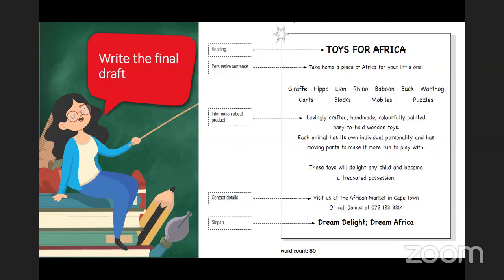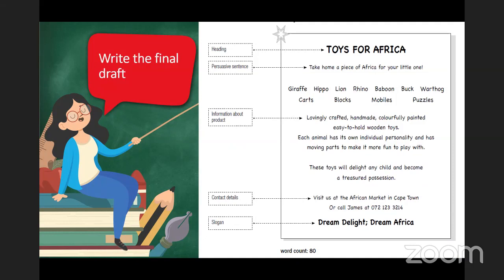And then a persuasive sentence, that would be your slogan, something that attracts the eye, something that is catchy. So always think of a catchy phrase when it comes to advertisements. I know others love using puns as well, so you may use a pun.